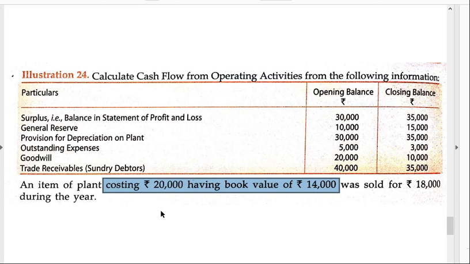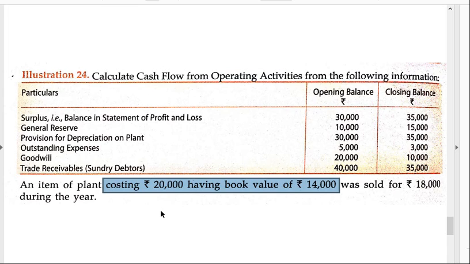Now the difference between the cost of the plant and the book value of the plant: we purchased the plant for 20,000, and now the book value is 14,000. What is the difference between the two figures called? This is the amount of depreciation that has been charged over the years. Clear? So what does this amount reflect? This amount reflects the amount of depreciation that has been charged over the years.